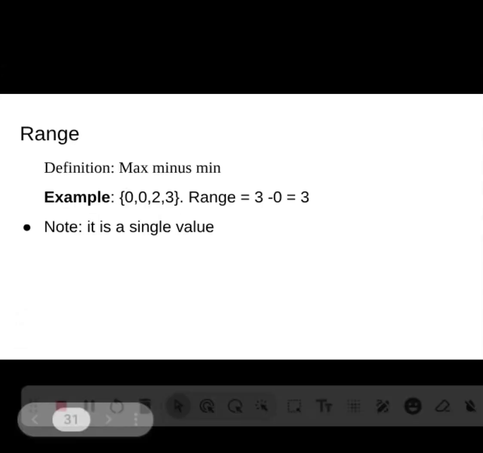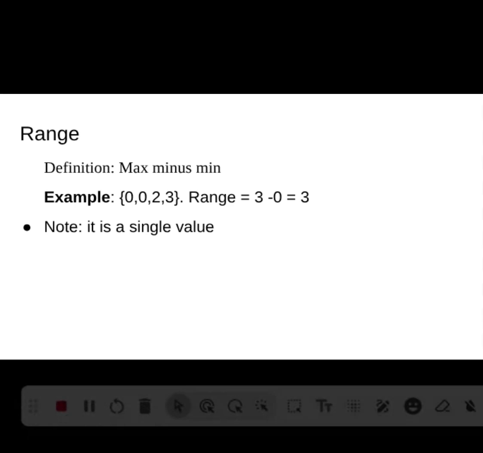We're up to the two final measures of dispersion, range and interquartile range. The range is the max minus the min. It's a single value, not a spread. In our little data set that we've been using, 0, 0, 2, 3, you can say in everyday language, and even in a statistics class in some other context, that the range of values is between 0 and 3.